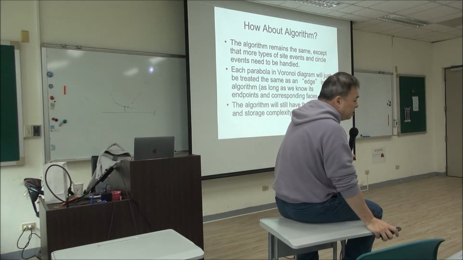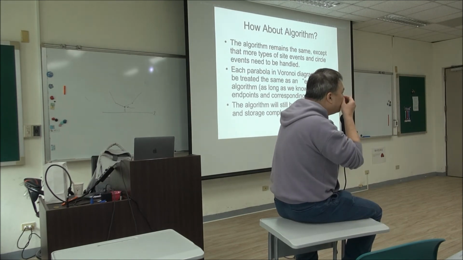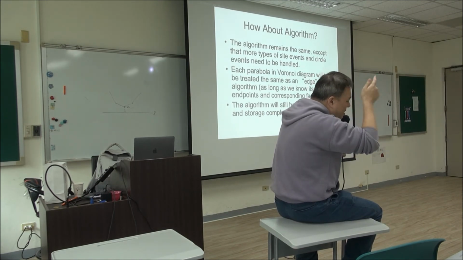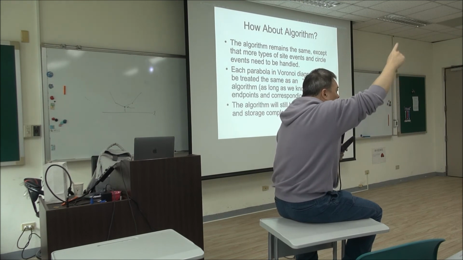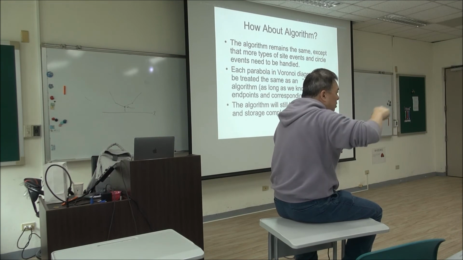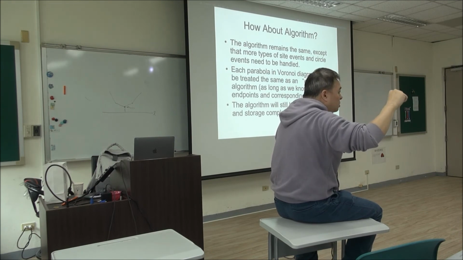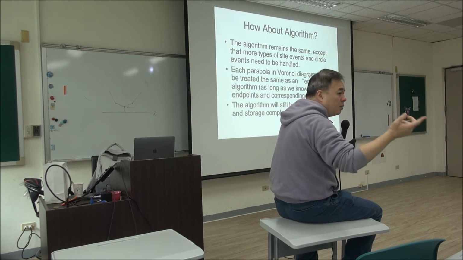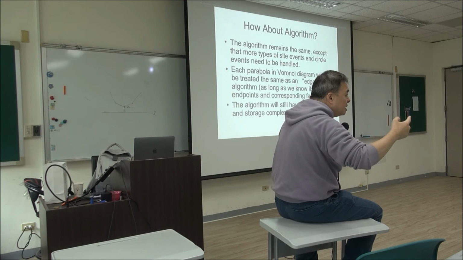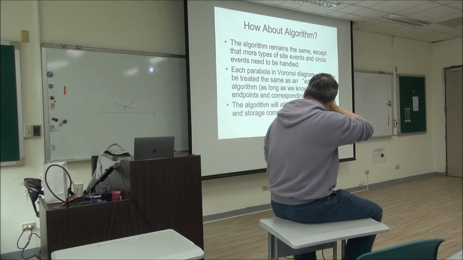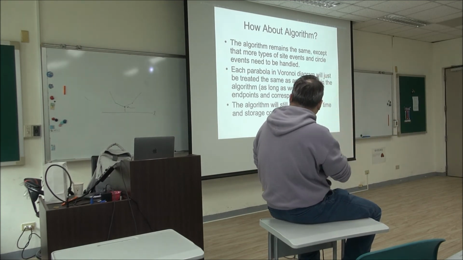But we can deal with parabolic arcs easily, right? Think about this, what is a parabola? We just need to know the starting point, the ending point, and which line and which focus we used to create that parabola. Then we can pretty much recreate that parabolic arc. So basically you can still treat the parabolic arc exactly the same as an edge.